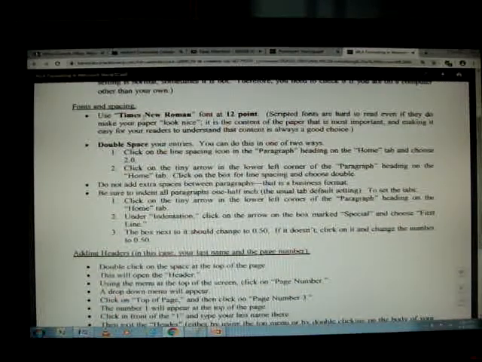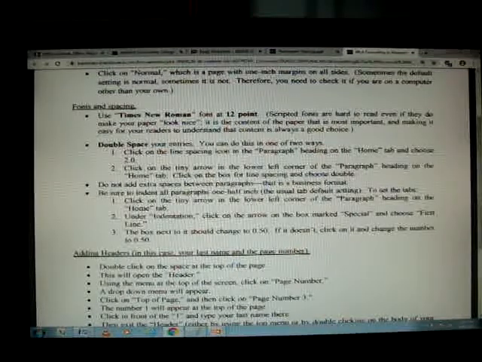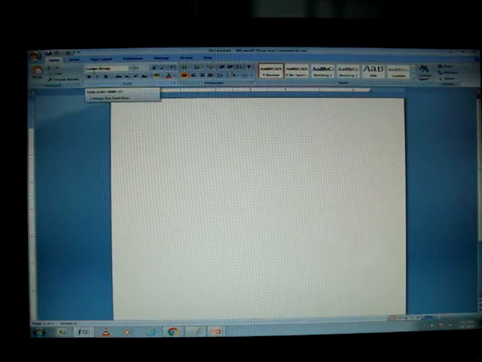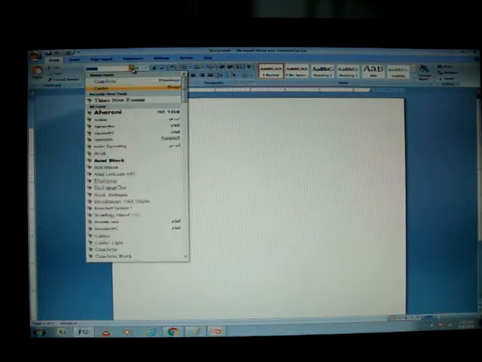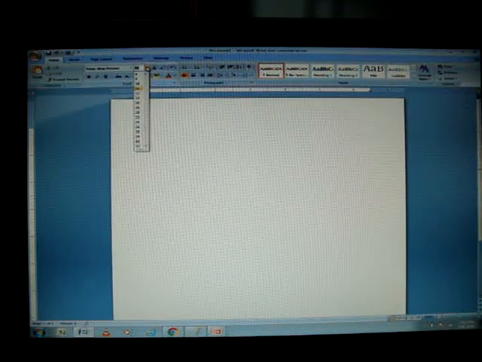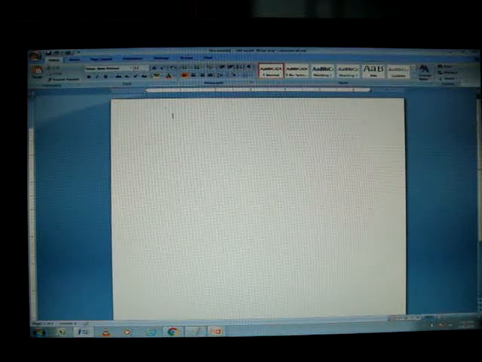Fonts and spacing, you want to be in Times New Roman at 12 point. We like that because it's easy on the eyes and it doesn't eat up a lot of ink when we print it. So you're going to check here, you're going to go back to home and notice that good old Microsoft Word likes to go to Calibri. You want to go to Times New Roman. You want to make sure you're in 12 point.